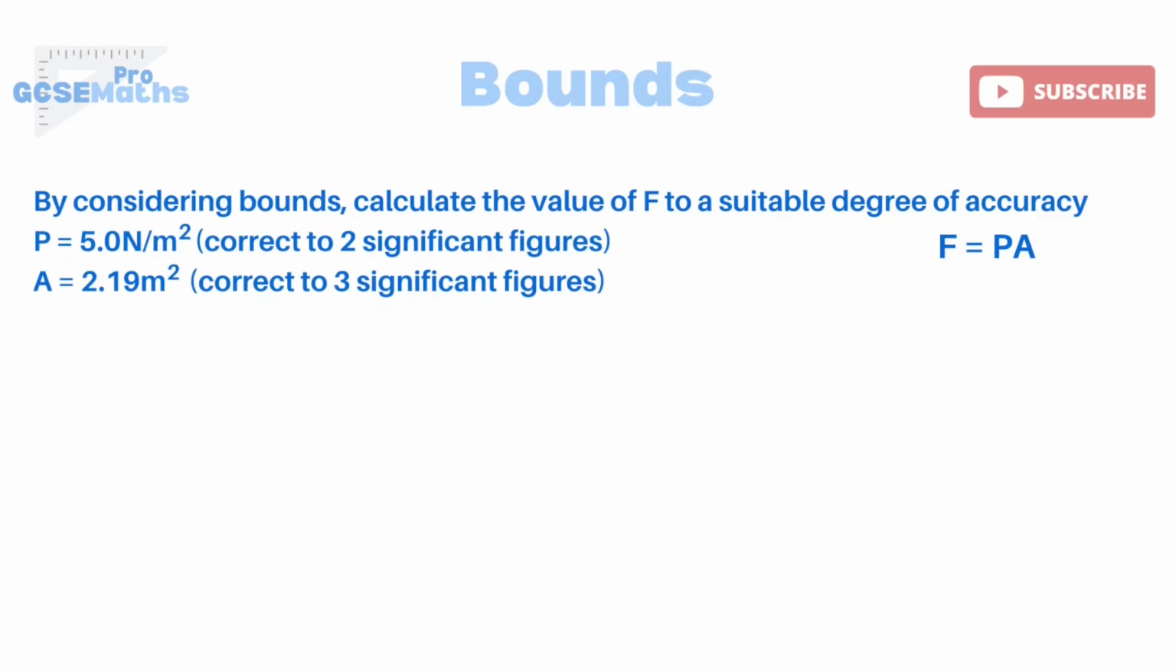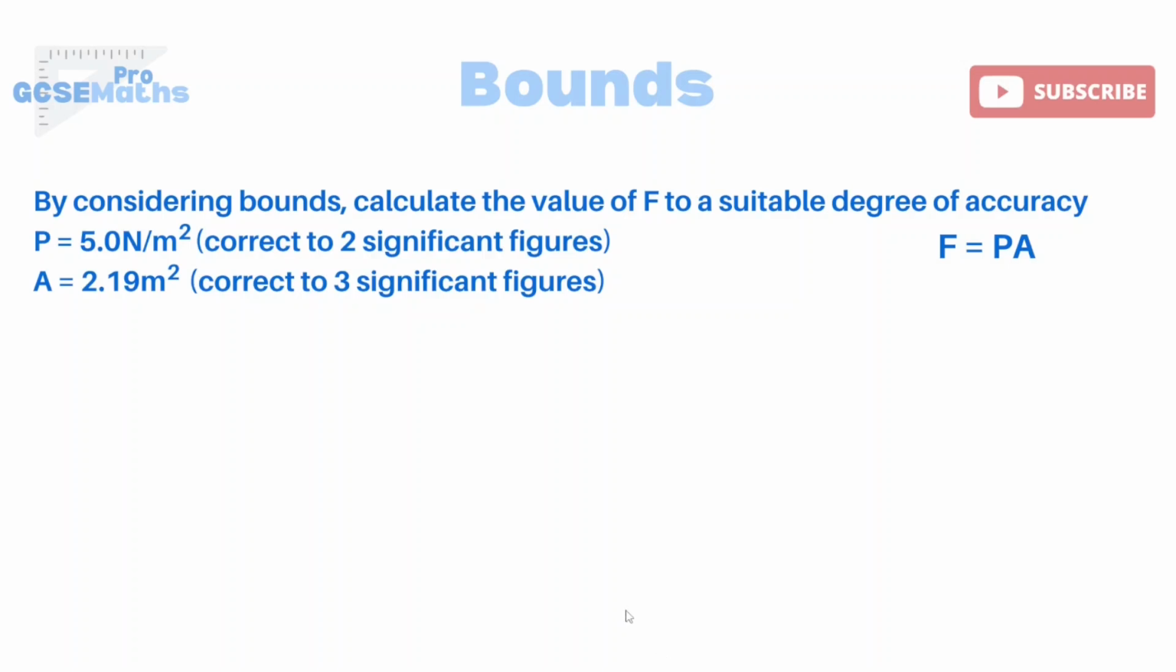So the questions we're going to look at are the ones where you might have seen it says by considering bounds, and then it just says calculate the value of something. It doesn't actually tell you whether to calculate the upper or the lower bound. And as you can see here, it says the value, as in one answer, not two. So when it says by considering bounds, calculate the value, singular, of something, it basically means we need to work out the upper bound of, in this case, f, and the lower bound, and then come to a decision using a suitable degree of accuracy as to one final answer.